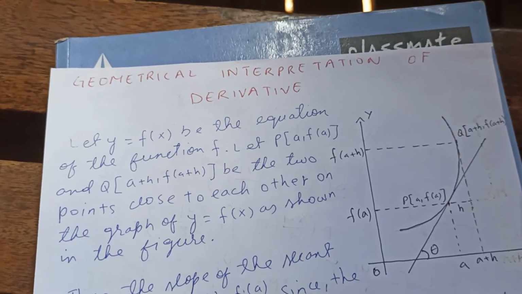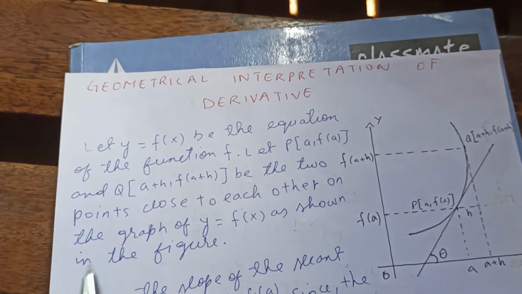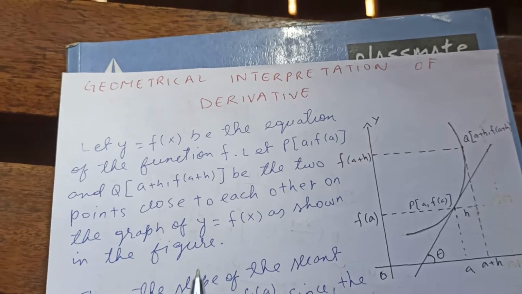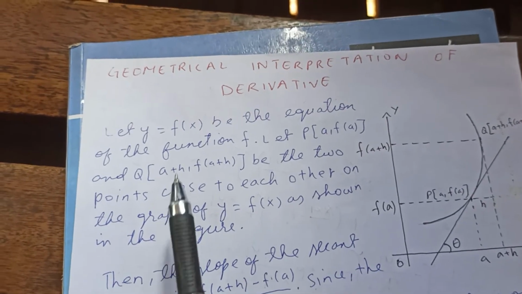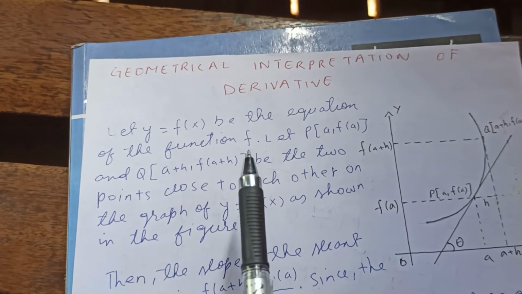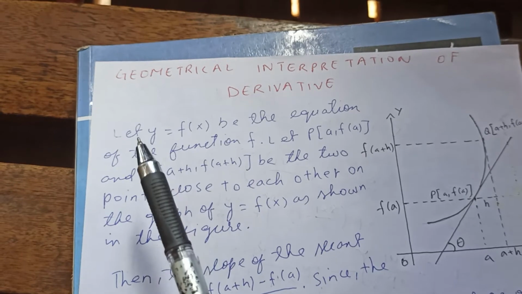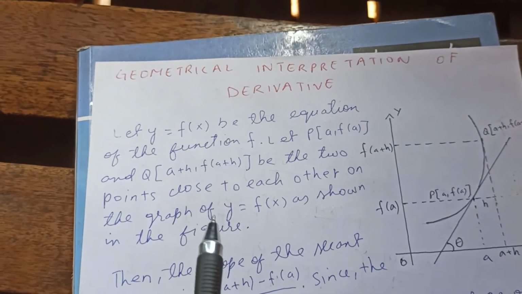Today we are going to discuss the geometrical interpretation of derivative. Okay, this is the geometric interpretation. Now let y equal to f of x be an equation of a function f. Okay, there is a function f, and let's say that the equation of this function will be y equal to f of x.